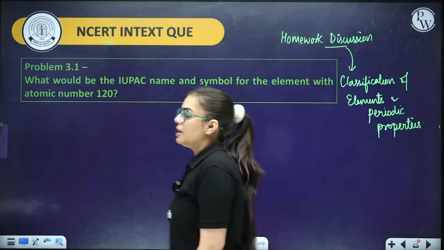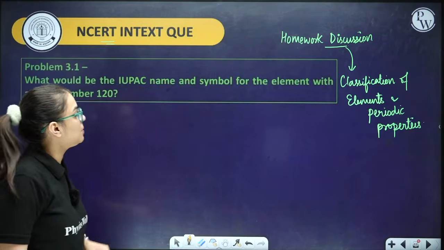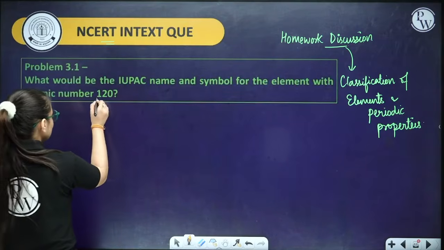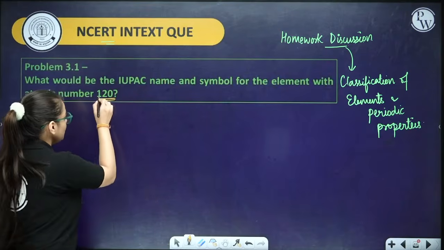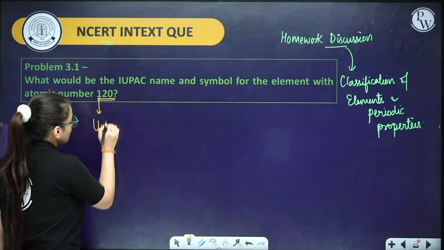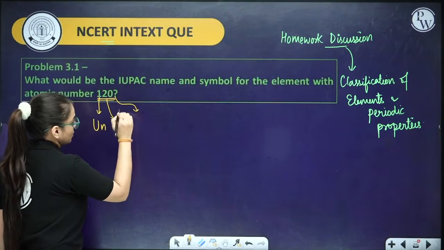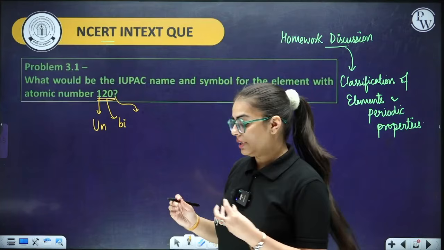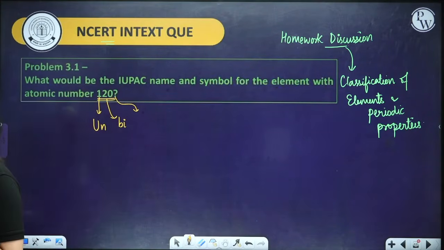The very first homework question is written in front of you. Let us read it. Problem 3.1: What would be the IUPAC name and the symbol for the element with atomic number 120? For 1, you write un. For 2, you write bi. For 0, I've already told you what you have to write: nil.